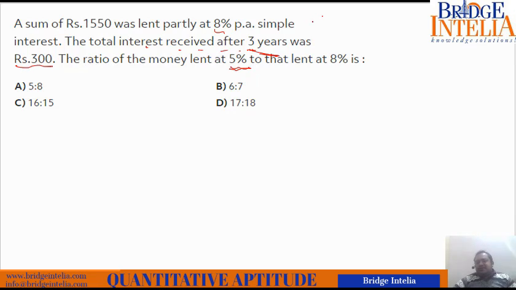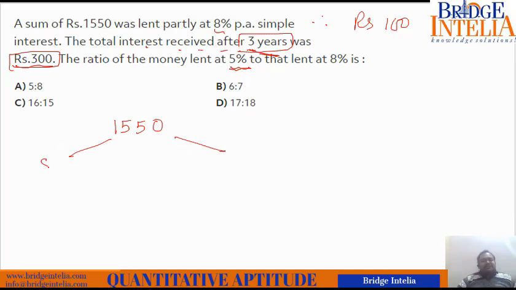Therefore, what is the interest generated per year? Please remember, this is the interest generated in 3 years. So what is interest per year? Rupees 100. So now 1550 is the original amount, the total amount. It was lent in two parts. The first part is fetching you a profit at the rate of 8%. The other part is fetching profit at the rate of 5%.